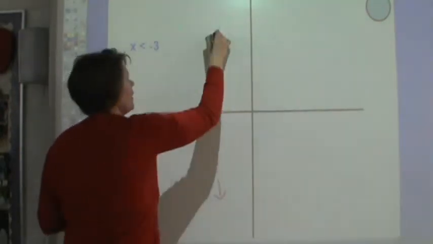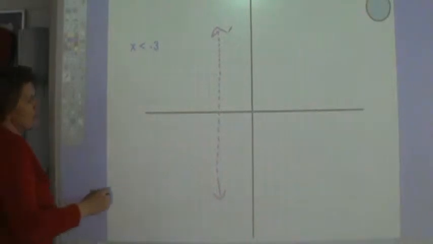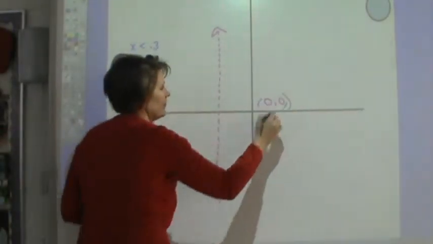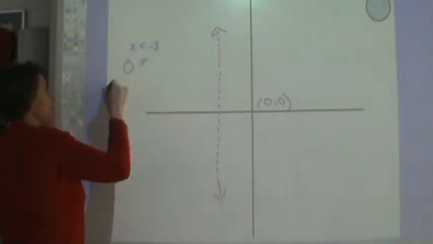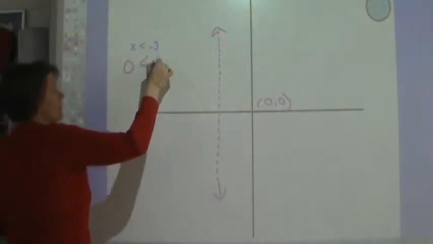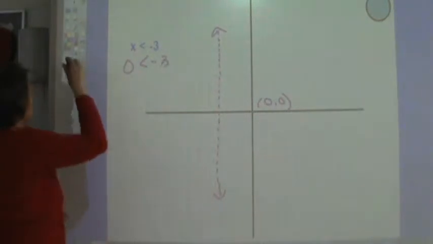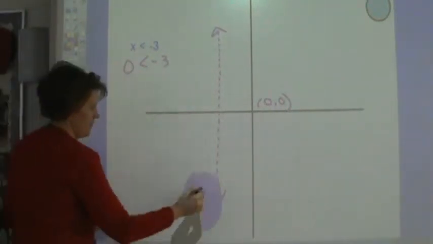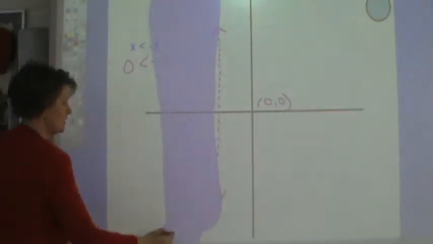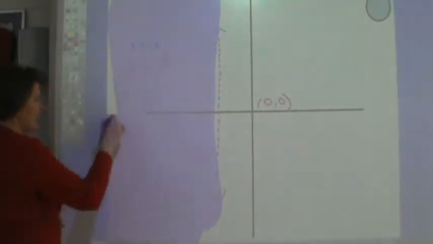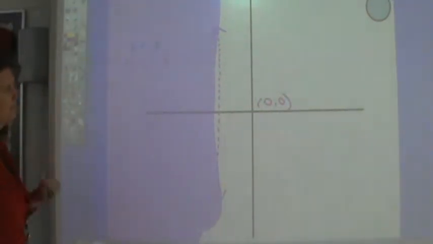underline. And if x is less than negative 3, so if I test the origin, x is 0, I don't have a y. So is 0 less than negative 3? Nope. So we're going to shade the other side. So far, all the ones we've tested are false. So it's anything on this side of the line.